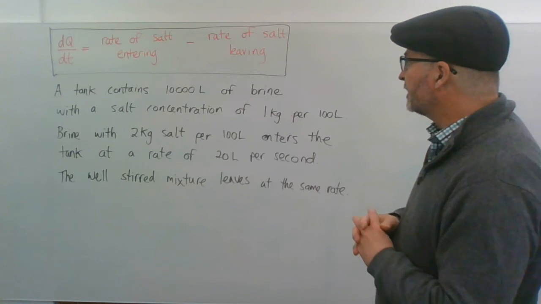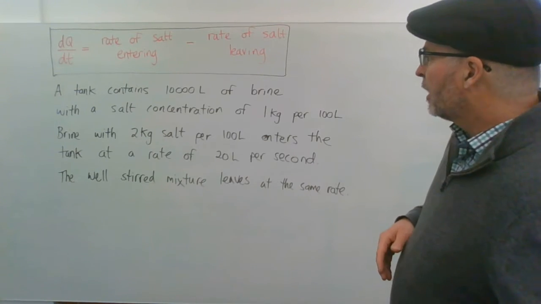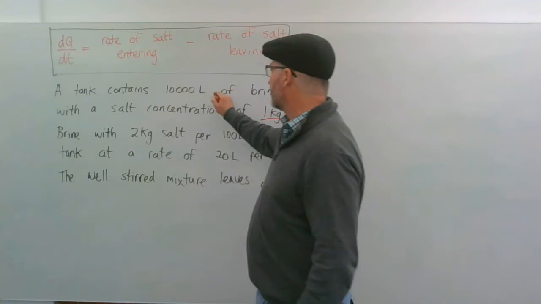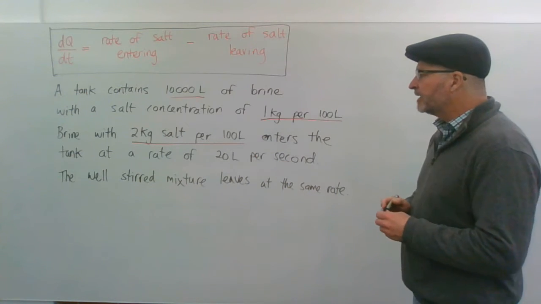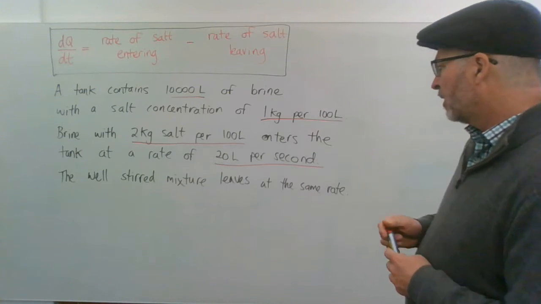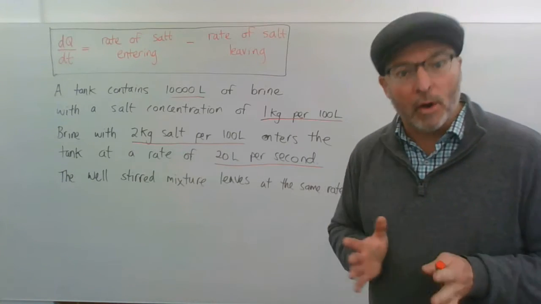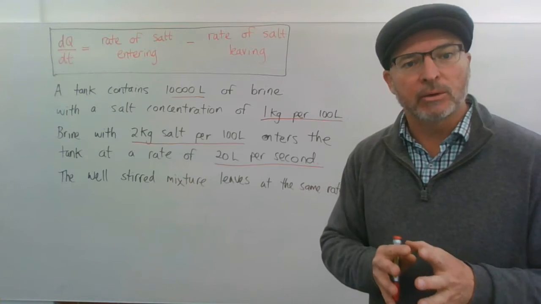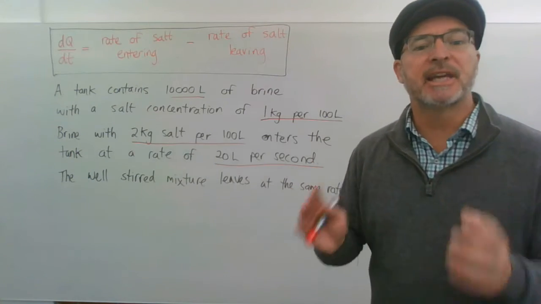A tank contains 10,000 litres of brine, which is just salt water, with a salt concentration of 1 kilogram per 100 litres. And then brine with 2 kilograms per 100 litres enters the tank at a rate of 20 litres per second. The well-stirred mixture leaves at the same rate. Now, I haven't written a question, but what I'm wanting to do is get an equation that tells me the amount of salt that's in this tank at any particular time.